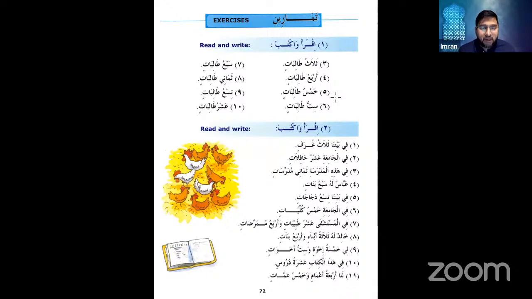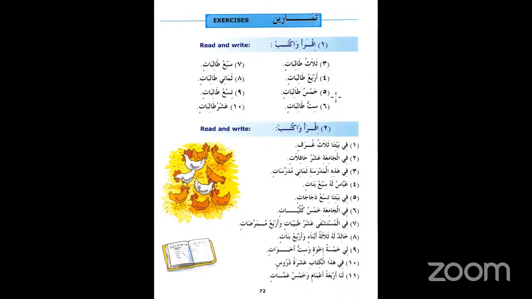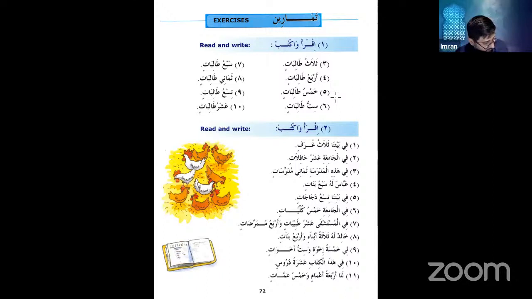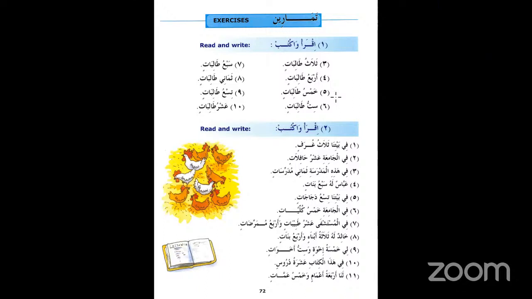Thalathatu tullabin. Here is thalathu without the ta marbuta. Thalathu talibatin. So that the other students can listen and tune their ears to adapt themselves to the difference between the two. Okay. So the first one, thalathu talibatin. Talibat is feminine plural, and the number goes with the masculine singular, thalathu. And it is an idafa construction. Correct. And it is 3 feminine students.